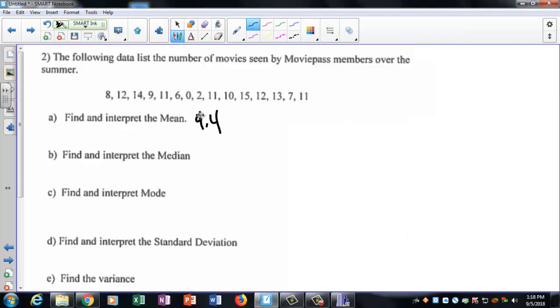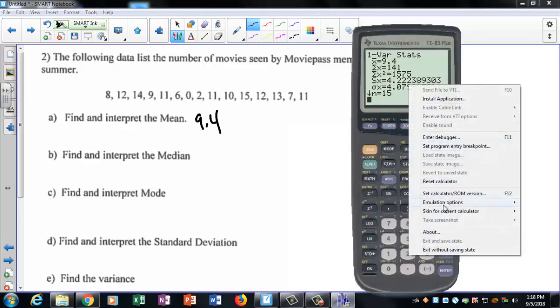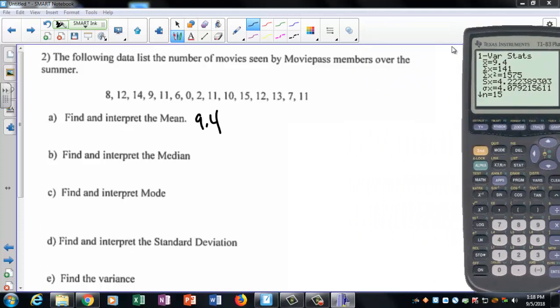So if we're going to interpret that, let me see if I can take a screenshot. The mean is 9.4, so what we would say there is the average number of movies seen by the MoviePass subscribers was 9.4 movies over the summer.